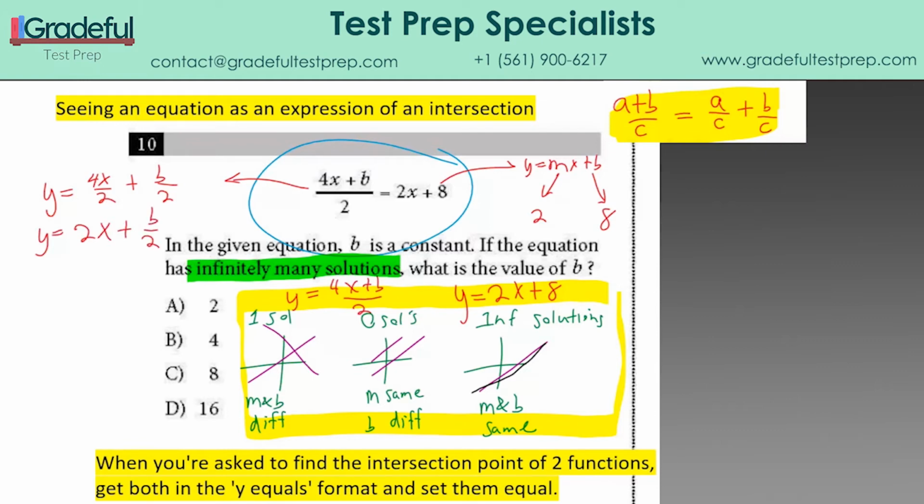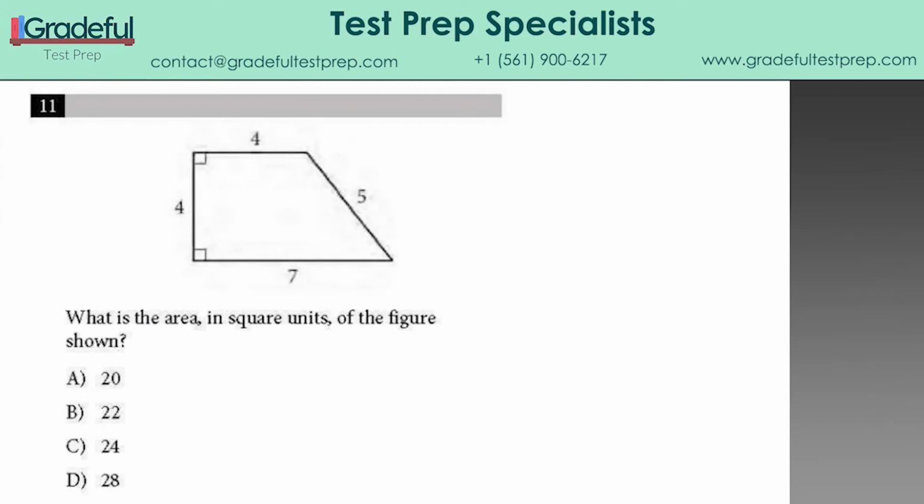And what we said earlier is that because there's infinite solutions, they're really the same line, the two slopes must be the same, which they are, they're both 2, and the two y-intercepts must also be equal. So this gives us the right to say that b over 2 equals 8. Multiplying both sides by 2, we get b equals 16, and the answer for number 10 is D. Going to question number 11 now.